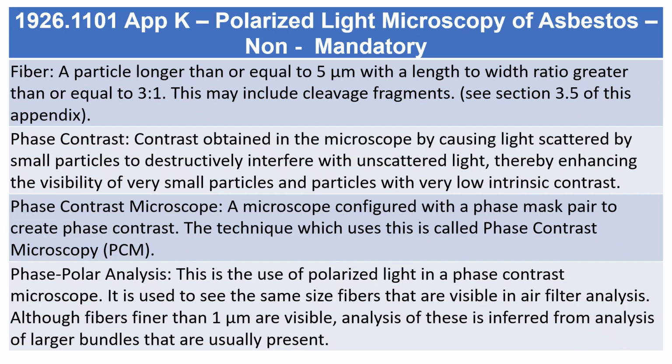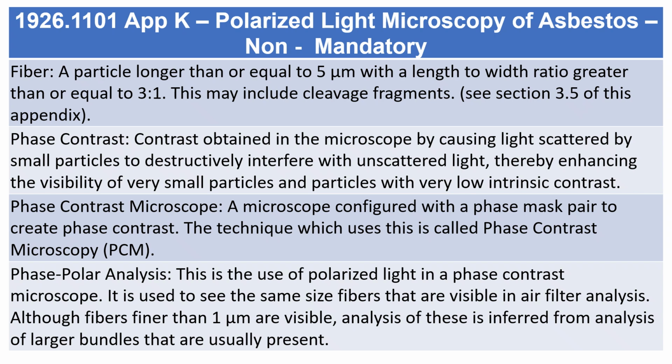Fiber: a particle longer than or equal to 5 μm with a length to width ratio greater than or equal to 3:1. This may include cleavage fragments. See Section 3.5 of this appendix. Phase contrast: contrast obtained in the microscope by causing light scattered by small particles to destructively interfere with unscattered light, thereby enhancing the visibility of very small particles and particles with very low intrinsic contrast. Phase contrast microscope: a microscope configured with a phase mask pair to create phase contrast. The technique which uses this is called phase contrast microscopy, PCM.